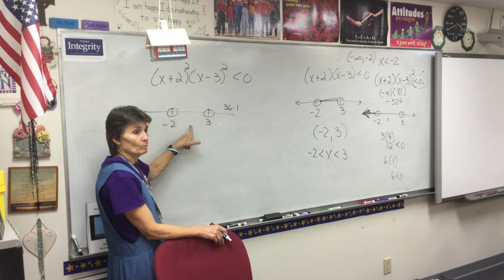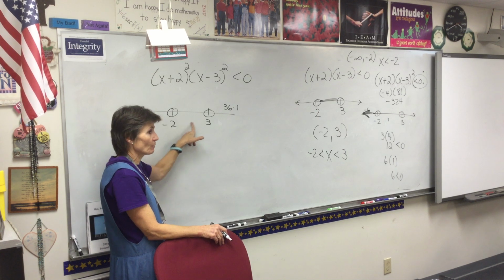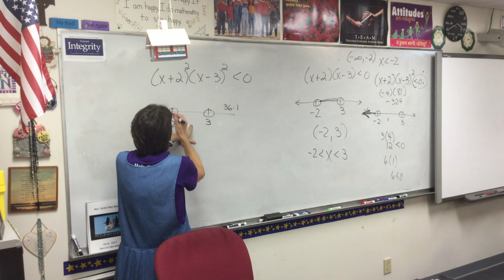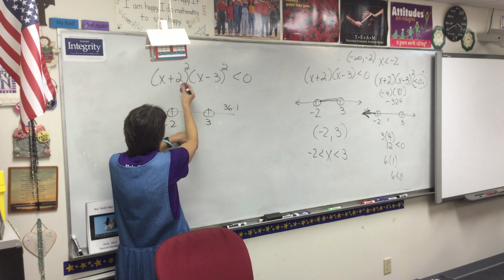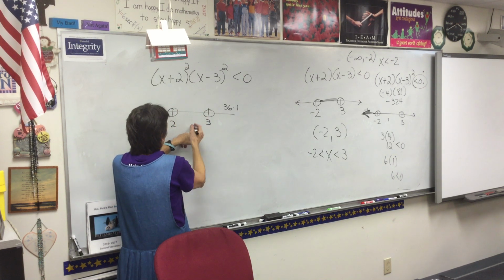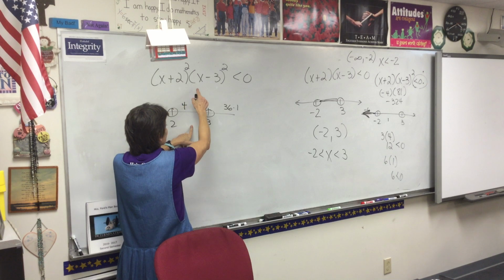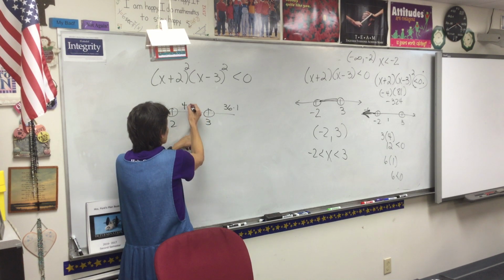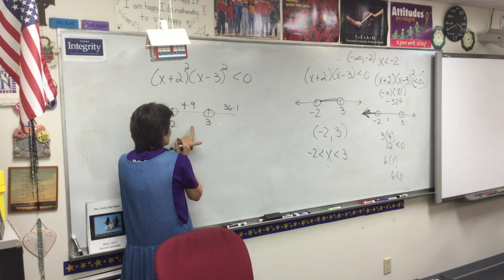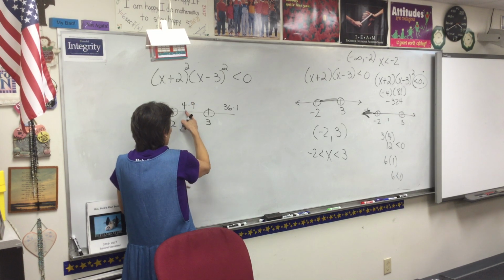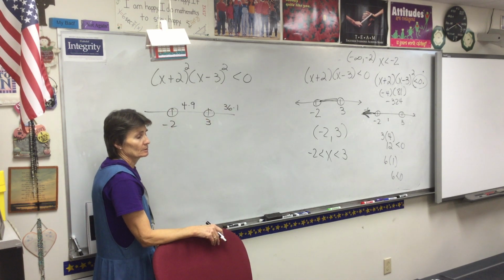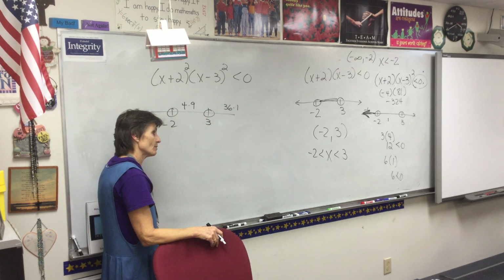How about using 0? Let's use 0. That would be an option, right? So I'm using 0. So 0 plus 2 is 2, squared is 4. 0 minus 3 squared is 9. Is 4 times 9 less than 0? All right, I don't shade there either.